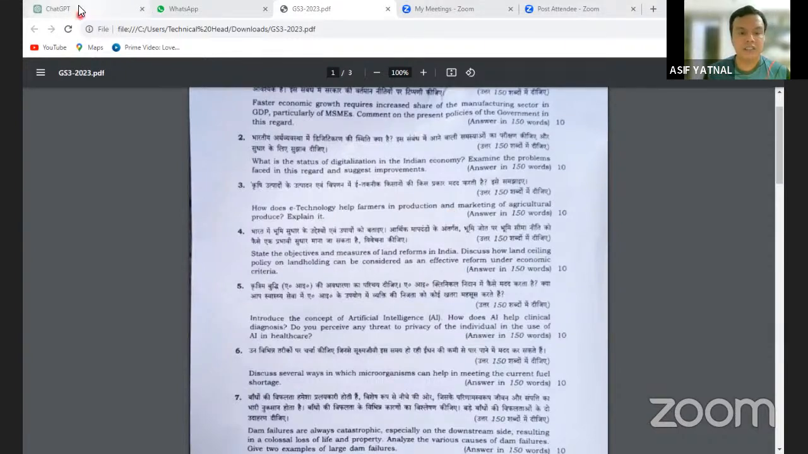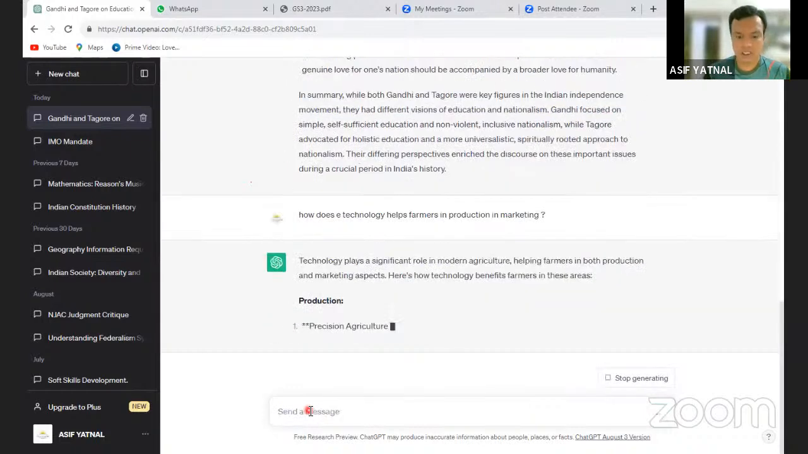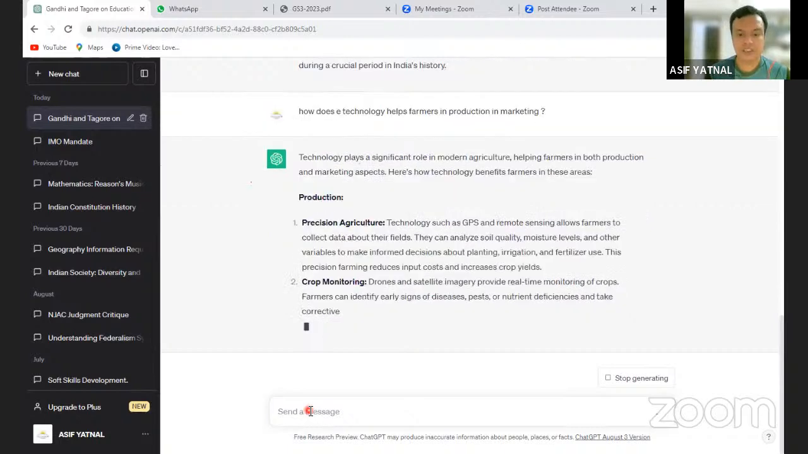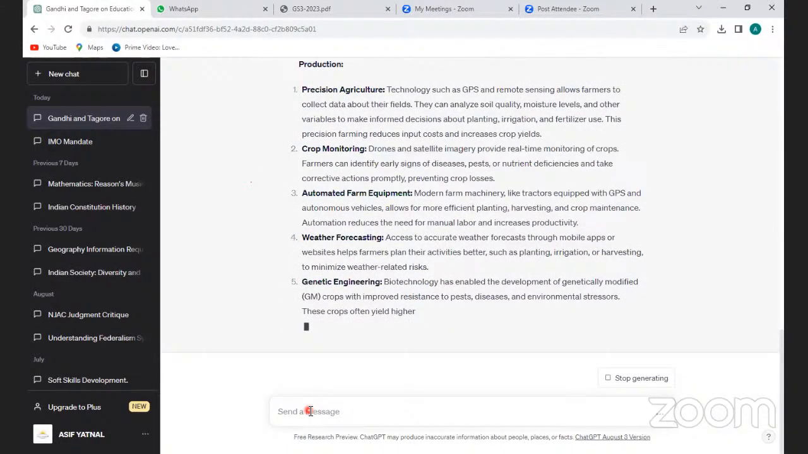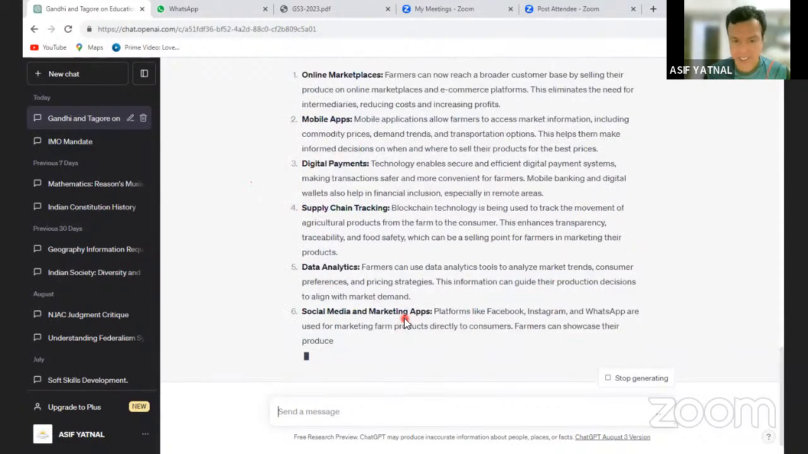Okay, let's see it in the chat GPT, the answer of this question. How does e-technology help farmer in production and marketing? Can you see the screen? Shaheen, Omkar, Anand, can you all see the screen? The question which I have typed in the chat GPT? Yes, sir. Okay, fine.